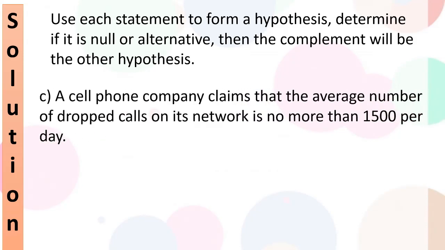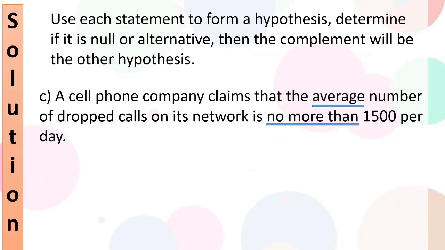A cell phone company claims that the average number of dropped calls on its network is no more than 1,500 per day. So again, we need to strip out what's happening here. We see the word average, so that tells me that this is a claim about mu. My claim is that the average is no more than 1,500.